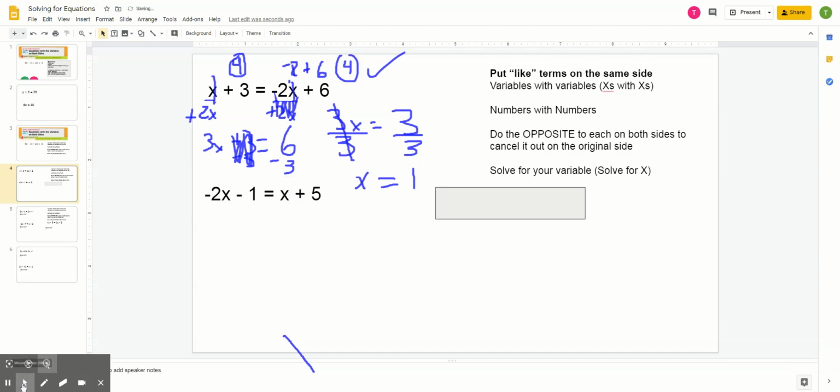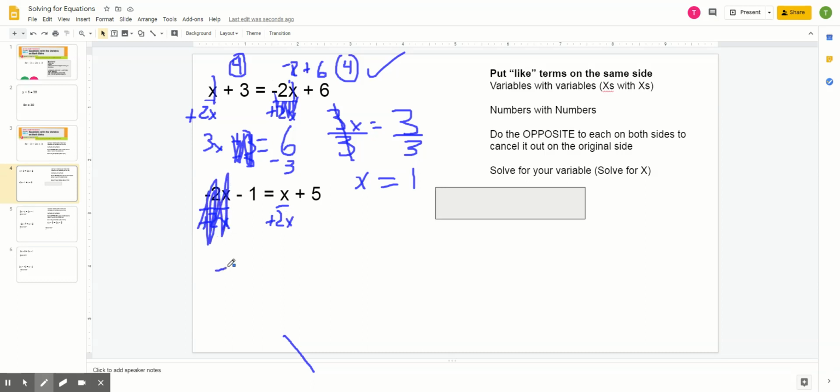All right, let's take a look at this one. All right, so minus 2x minus 1 equals x plus 5. I want to start with my variable. So what do I start with? Am I going to do the opposite here or do the opposite here? All right, the opposite of negative 2x is adding 2x, so that's good. I want things to be positive on the other side, so I'm going to add 2x here. Once I do that, this cancels out.